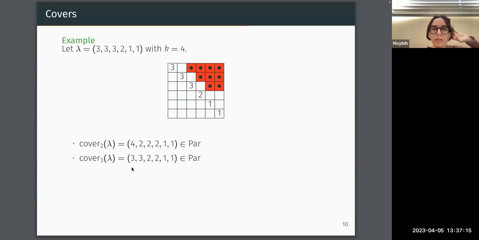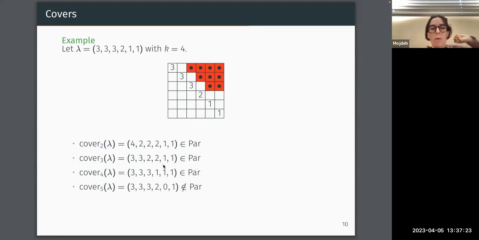Cover 3 is a little bit simpler. The third part is strictly greater than the second part. And cover 4 is also kind of simple. Cover 5 is maybe an interesting example. If you were to chase that definition from the previous slide, you would see that it is not a partition. So covers do not have to be partitions. We can always compute them, but they're not always going to be partitions.